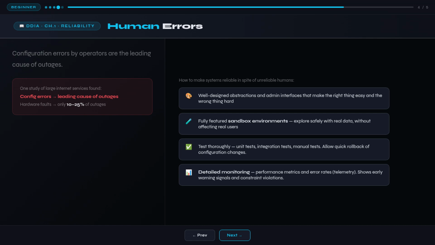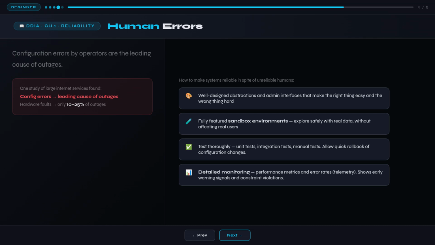Fifth, and this is the one most teams underinvest in, set up detailed monitoring. In other engineering disciplines, this is called telemetry. Once a rocket has left the launch pad, you cannot go up and physically check what's happening. You rely entirely on instruments that report data back to you. Production software systems are the same.